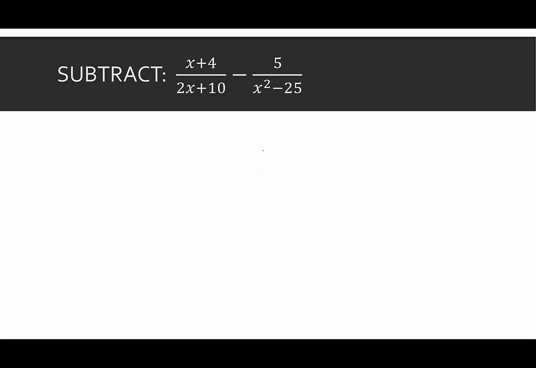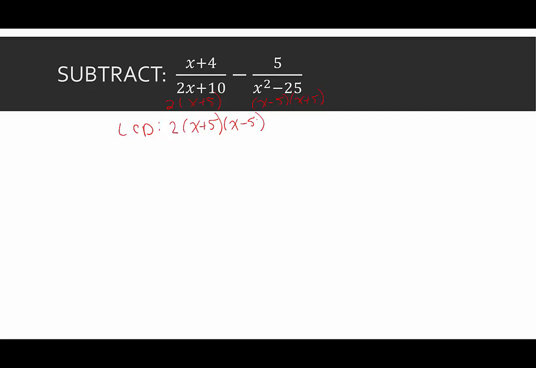In our last example, we want to factor the denominators. So this would be 2 times x plus 5. And this is a difference of squares. It's going to be root minus root times root plus root. Now we can identify our least common denominator. It needs to include a factor of 2. We need a factor of x plus 5. And we also need a factor of x minus 5.